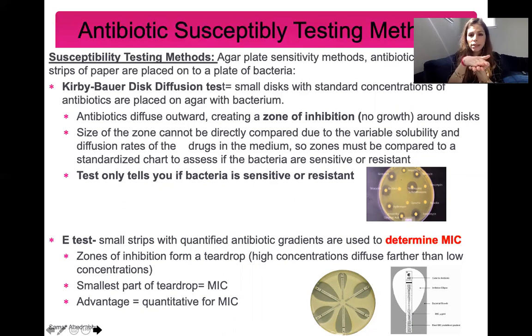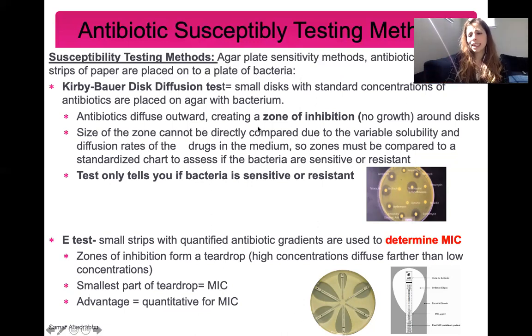And then on that lawn, with the Kirby Bauer disc diffusion test, you have these small discs. They're like little pieces of paper with different concentrations of antibiotics, and they're placed all around the plate. So if you look at this plate, they're testing 1, 2, 3, 4, 5, 6, 7, 8, 9, 10, 11, 12 different antibiotics, which is a lot to put on one plate, but it's a picture. They're testing different antibiotics. Then you incubate the plate and you come back. Wherever around a disc you don't see growth, that's called growth inhibition, which means that that antibiotic is potentially effective.